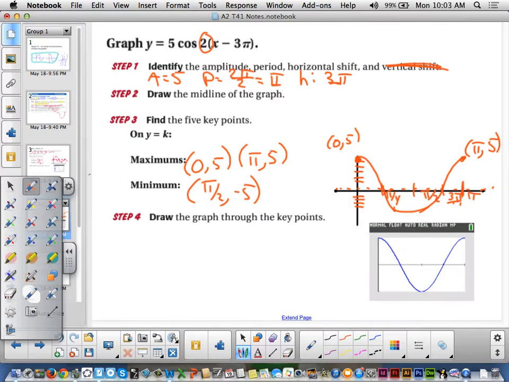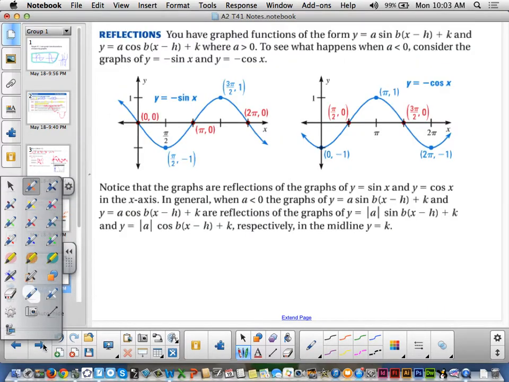All right, now sometimes we'll have what's called a reflection. And that's if your amplitude's negative. You're going to have the same amplitude, but if A is negative, we're just going to go upside down. So if A is negative, instead of going up, the sine goes down. If A is negative, instead of the cosine starting at 1, it starts at negative 1. So it's the same thing, we just reflect everything. So nothing else changes.